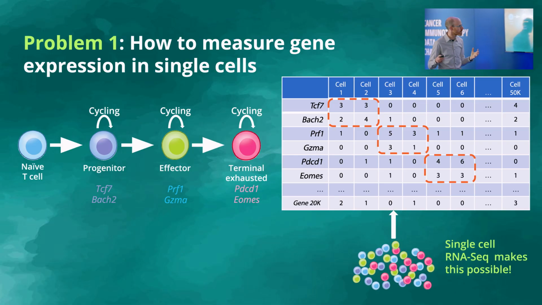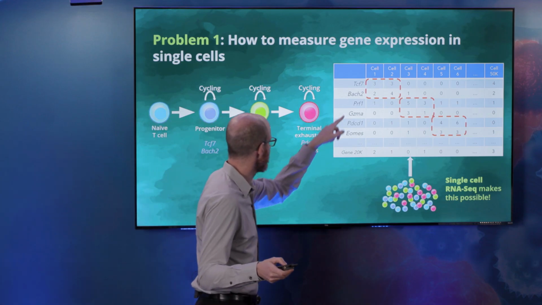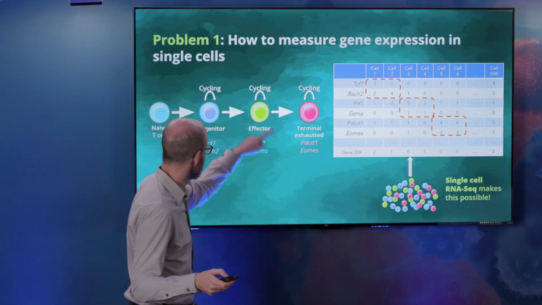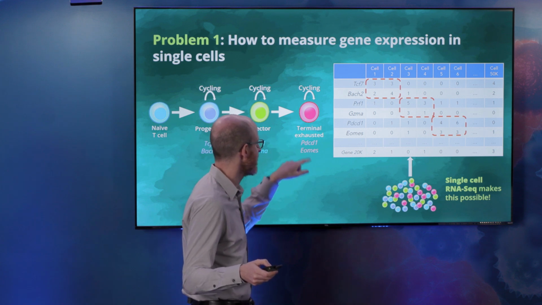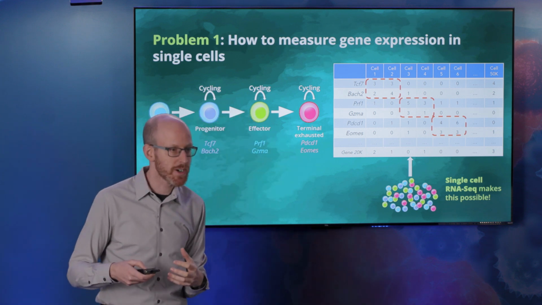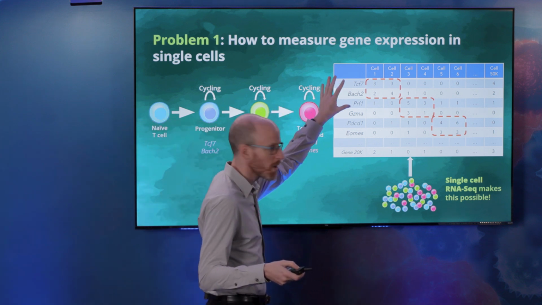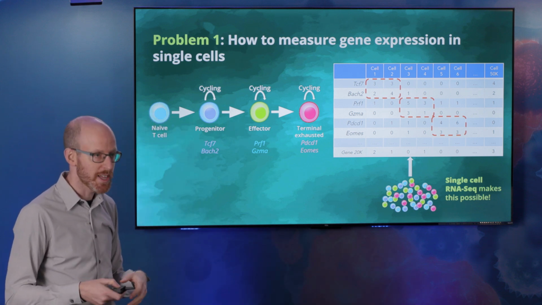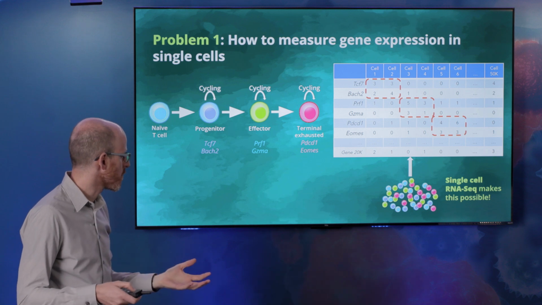By clustering cells by their similarities in the genes that they're expressing, we can identify the programs and the cell states. If you remember, TCF7 and BOC2 mark the progenitor T cell state, PRF1 and GZMA mark the effector T cell state, and finally, PDCD1 and EOMES mark the terminal exhausted T cell state. So from this data, we can really learn what the gene expression programs are. And remember, we're not just measuring 2 genes at a time, we're measuring all 20,000 genes that could potentially be expressed in a single cell. That's the output of a single cell RNA sequencing experiment, and we'll discuss how this works momentarily.